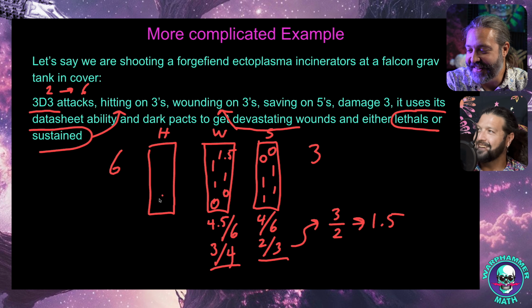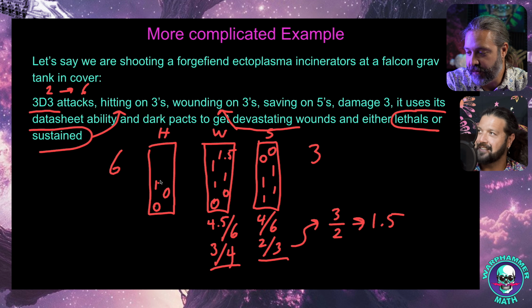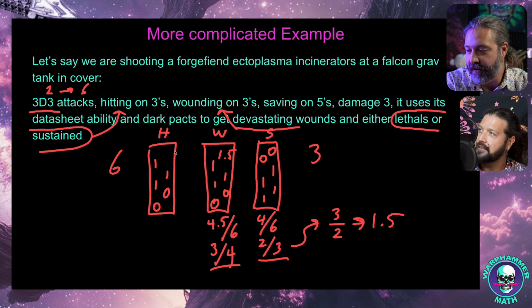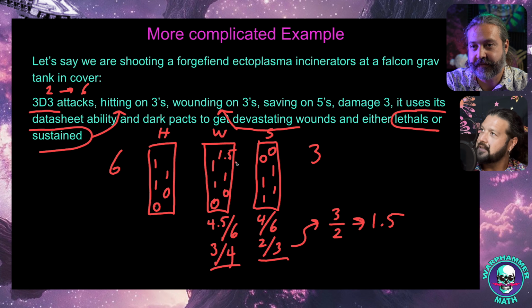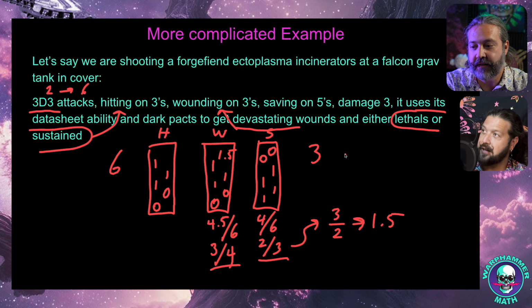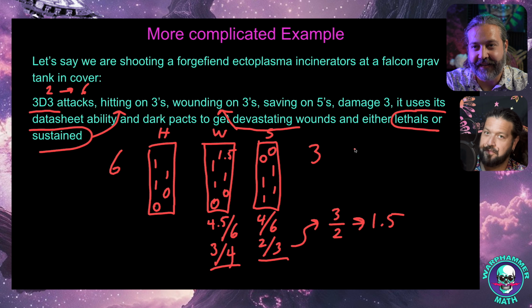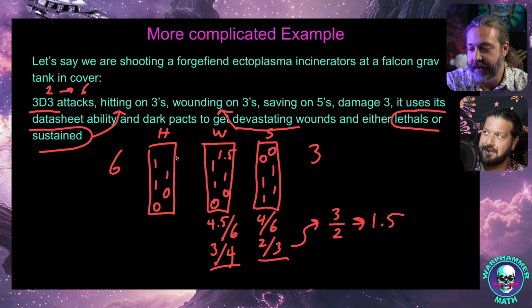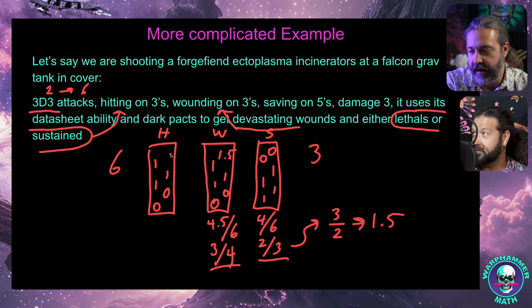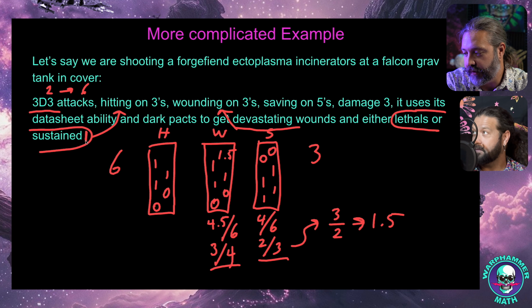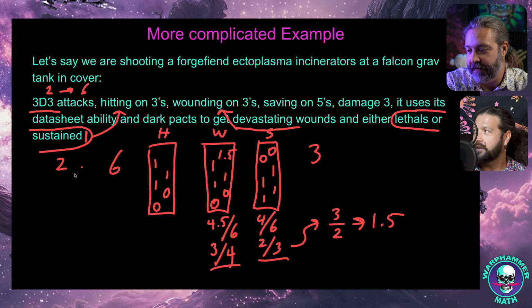All right. And then we're hitting on 3s. So nothing for 1s and 2s. 1, 1, 1. And then we have to figure out what goes up here. So on 6s, what's the special? Or on this one, we're deciding between lethals or sustained? Right. So for fun, if it was sustained, what would this be? Then it would be 2, because it's sustained 1. So this would give us 2 for that value.